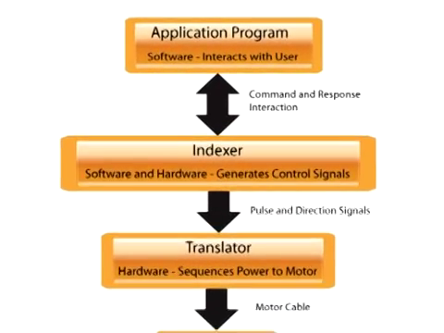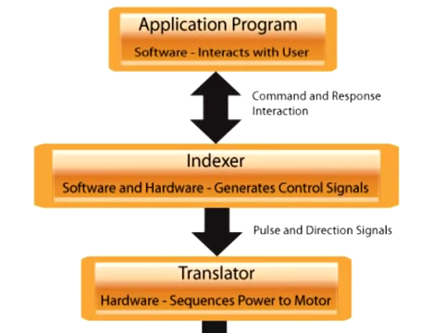The indexer can also be understood as a functional element, another black box, which receives input from one source and responds by generating pulse and direction signals according to the command that it has received.